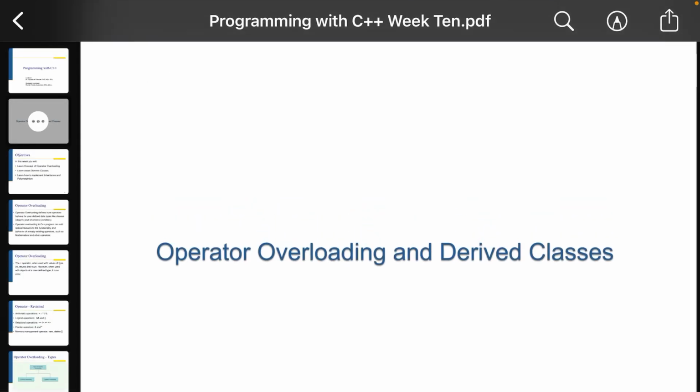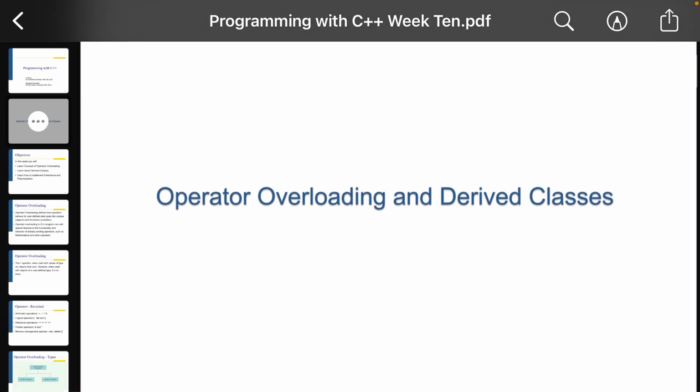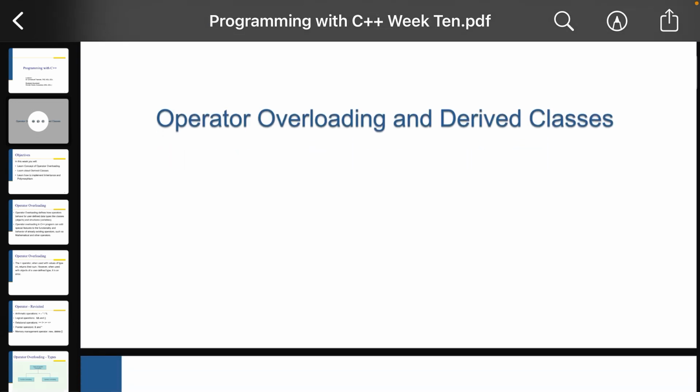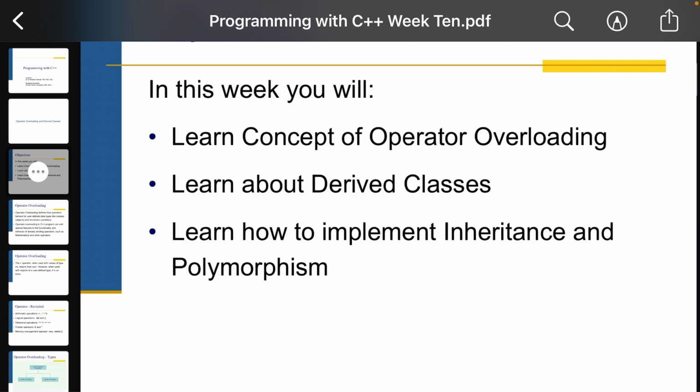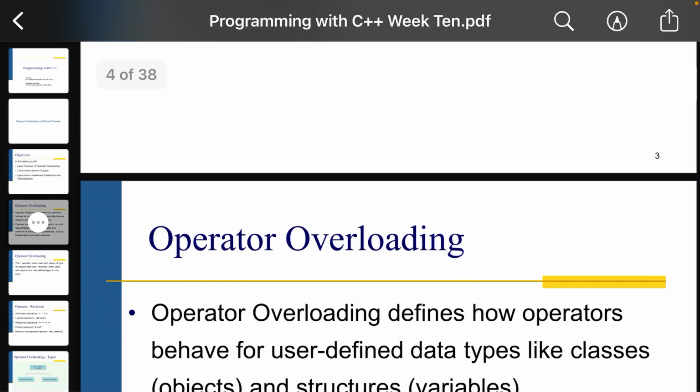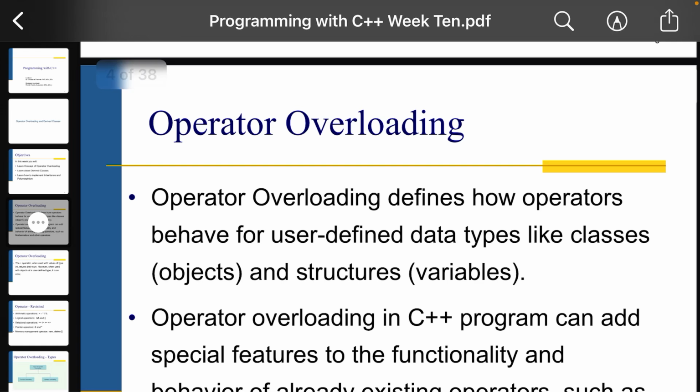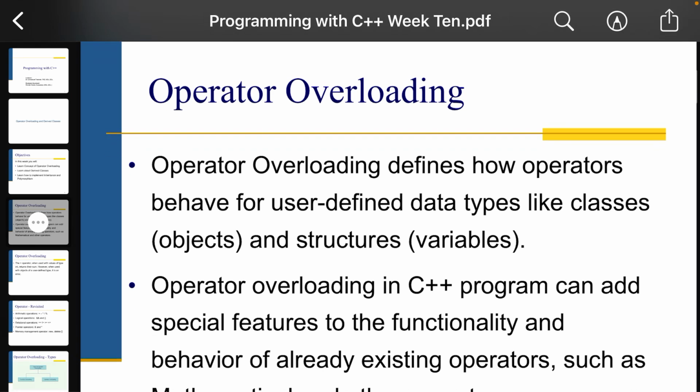Today on lesson 10 of programming C++, we are going to talk about operator overloading and derived classes. So today's objective is what? To learn concepts of operator overloading, learn about derived classes, and learn how to implement inheritance and polymorphism. So we'll start with operator overloading. Operator overloading defines how operators behave for user-defined data types like classes and structures.